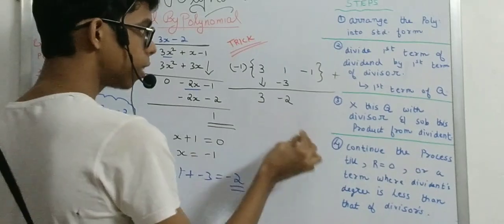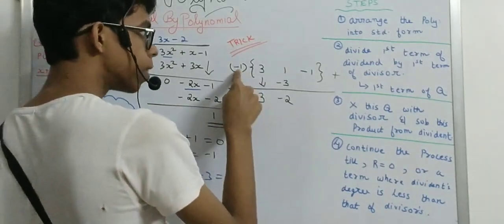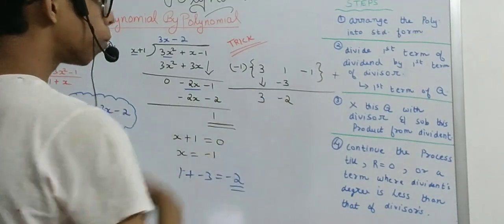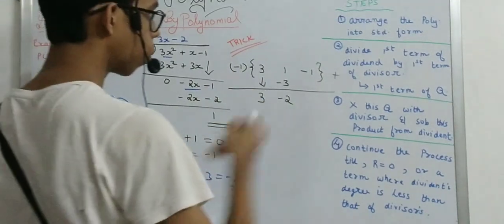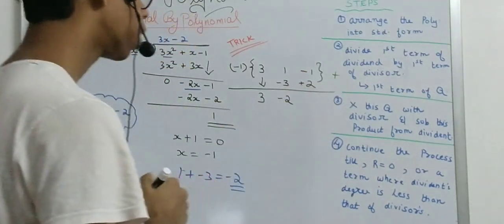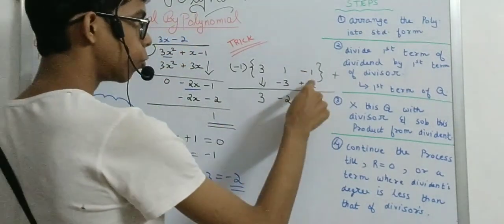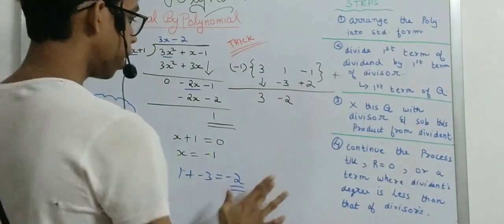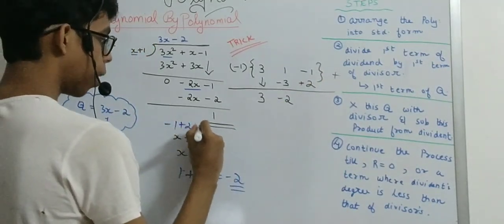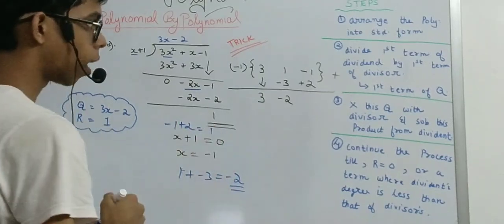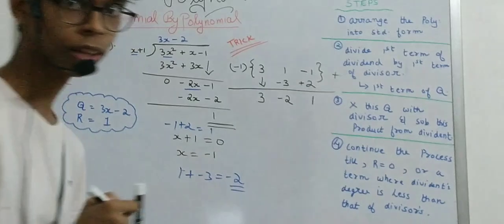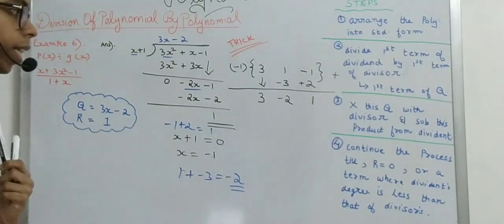Now just repeat the same step. Multiply this minus 1 with this minus 2. So minus 1 into minus 2 is plus 2. I am writing the plus 2 below this. Now again we have to add this minus 1 and plus 2. So minus 1 plus 2 is plus 1, isn't it? So write that plus 1 over here. Now everything is done.